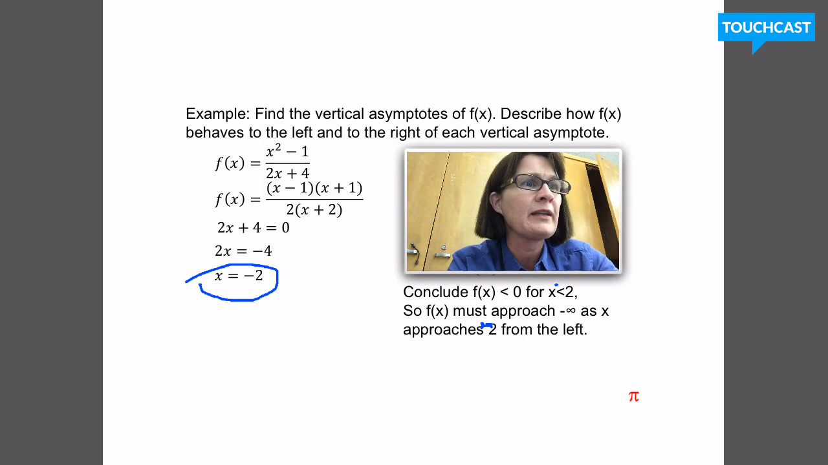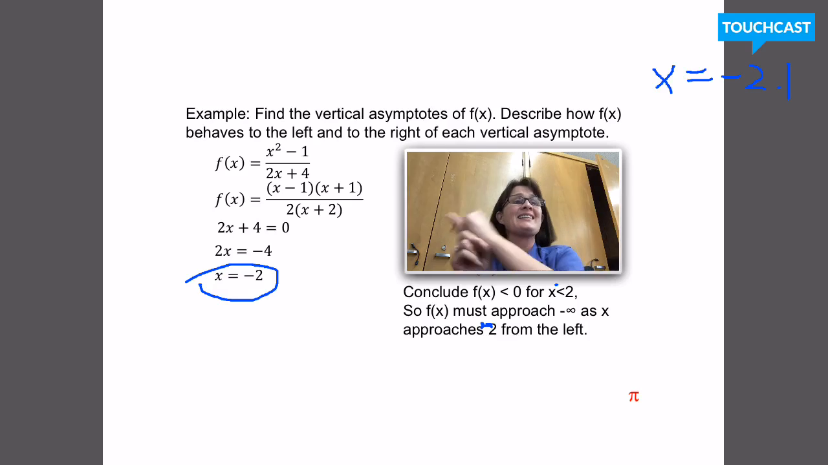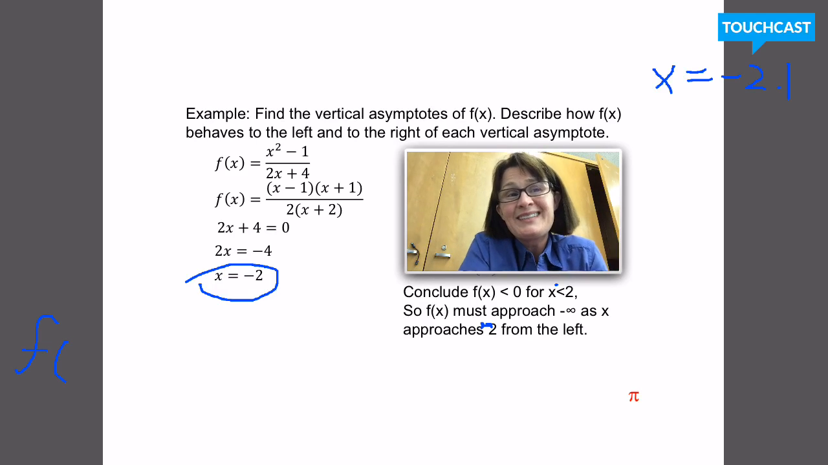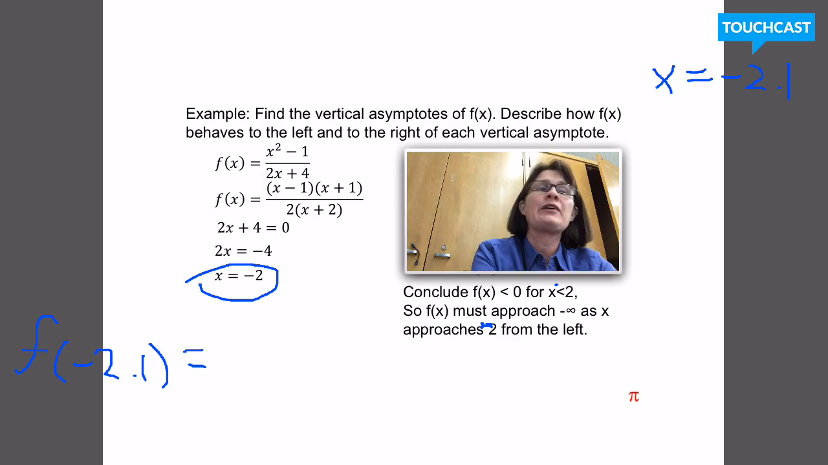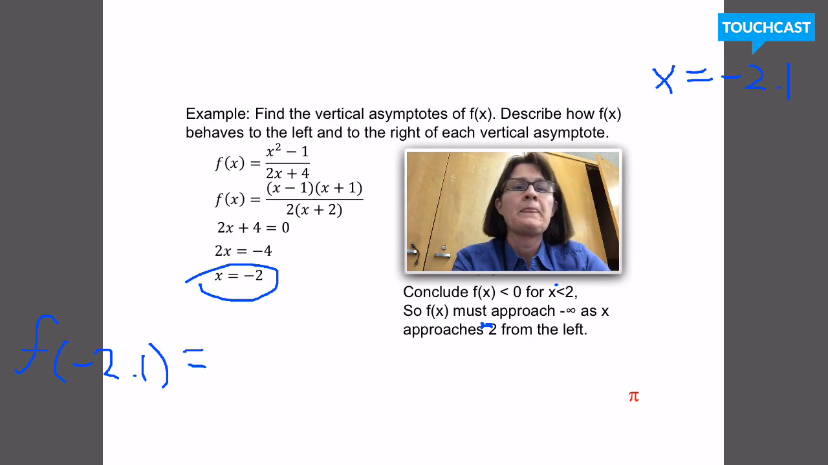So you could think of the number, let x equal -2.1. That number is smaller than -2. It's to the left of -2. Remember, what's interesting to me is not so much the exact value of f of negative 2.1, but more the sign of that value. So imagine substituting negative 2.1 in for x.